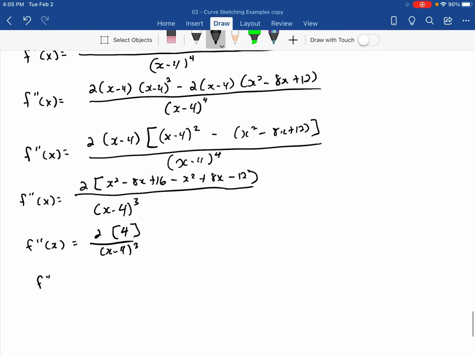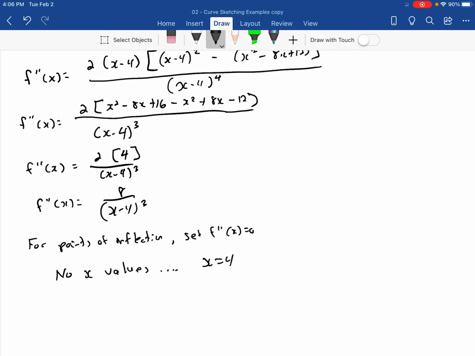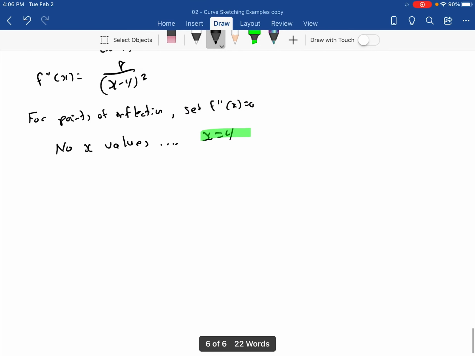F double prime equals 8 over (x minus 4) cubed. How nice is that? So when I look for points of inflection, I set f double prime of x equal to 0, and I get no x values. But I still have to build my chart, because I still get x equals 4 where it doesn't exist, and that's got to go on the chart. But it does make my chart pretty easy to build here now.